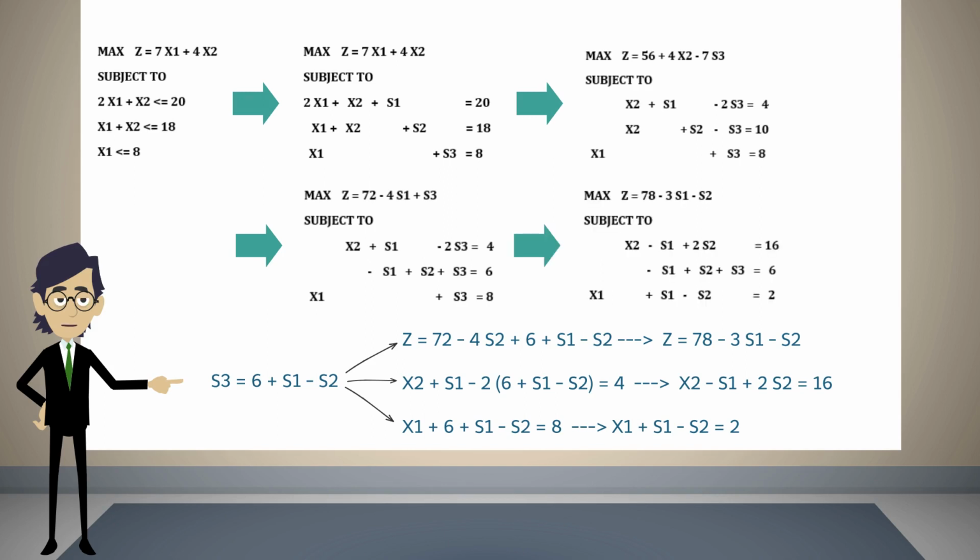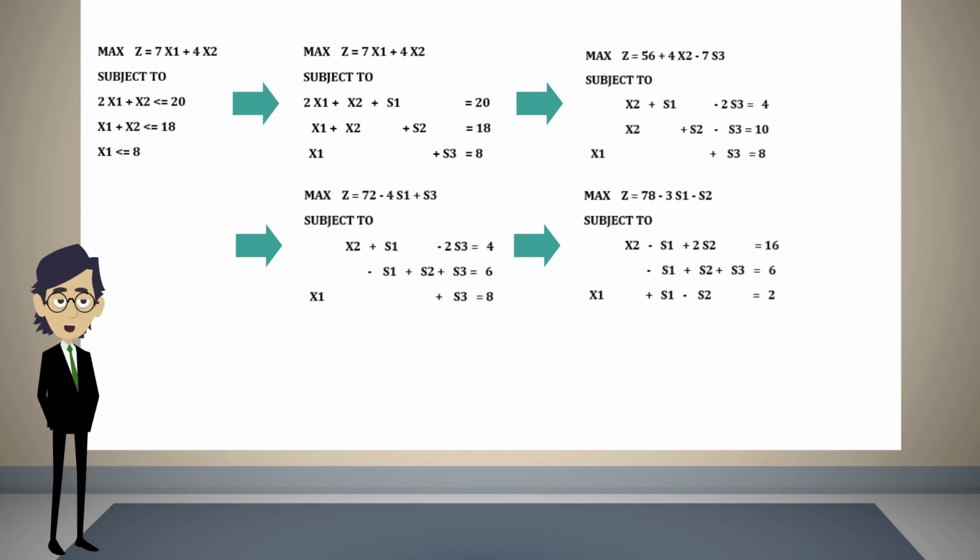And now we have the following system. If you observe the system, you will realize that s1 and s2 will be assigned a 0 value, and x2 will be equal to 16, s3 equal to 6, and x1 equal to 2. But something more important is the following: the value of z is equal to 78, minus 3s1, minus s2. This is very important since if we increase the value of s1 or the value of s2, then z will decrease. That is, z has reached its maximum value. This maximum is reached at the point 2,16, and the maximum value of z is 78.